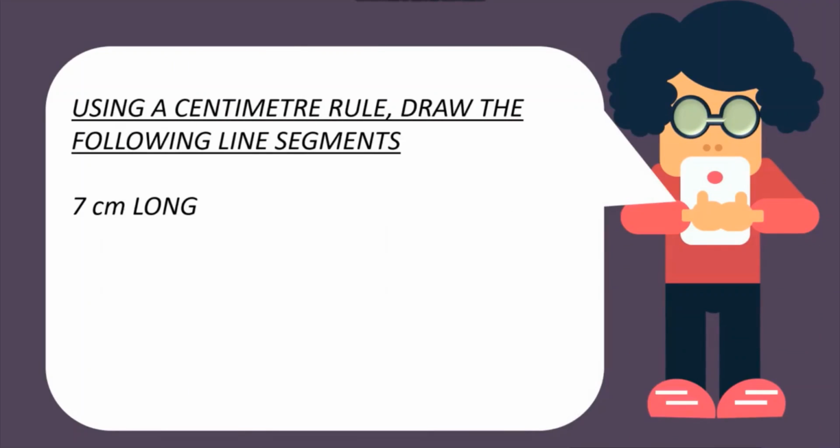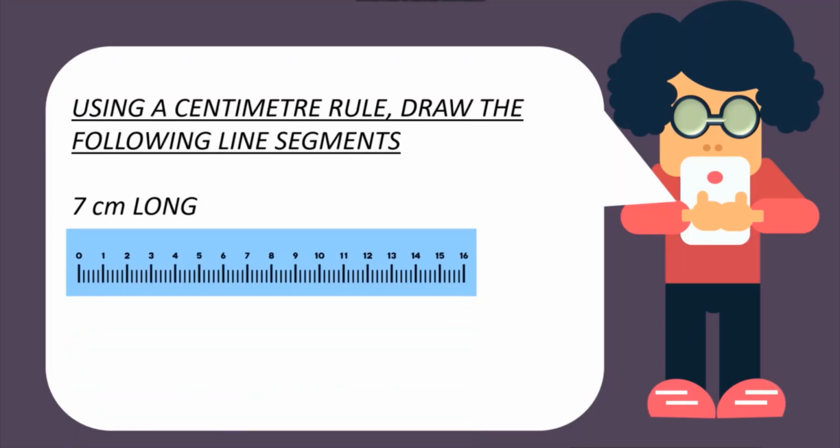Again, we have to draw a line segment which is 7 centimeters long. So again, place the ruler on the paper. Mark a point A at the 0 mark of the scale. Now we have to draw a line of 7 centimeters. So mark another point B at 7 centimeters on the scale and join point A to B. So we get a line segment AB measuring 7 centimeters.